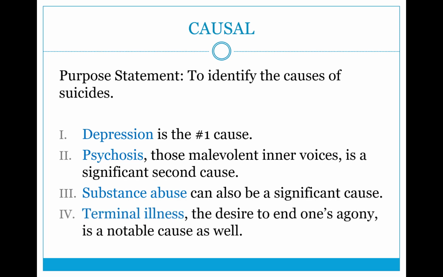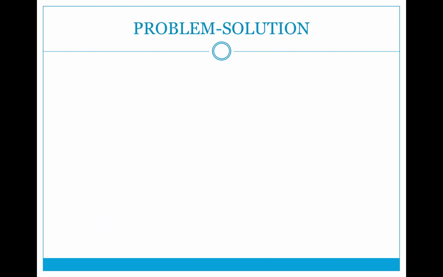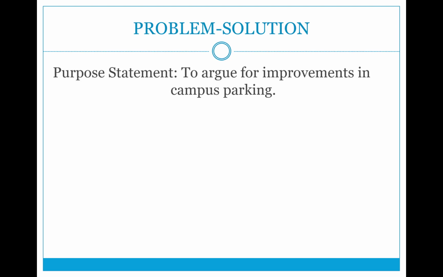The next one is, apparently there's a 4th main point, the desire to end one's agony and terminal illness. Remember, you can have as many main points as you want. I generally like to do 3, especially for those of you, we're going to have shorter speeches this semester. So 2 to 3 main points is probably all you're going to have time for. But even in a longer speech, if you have too many main points, it's going to be harder for the audience to remember. The next one is problem solution, which again is exactly what it sounds like.